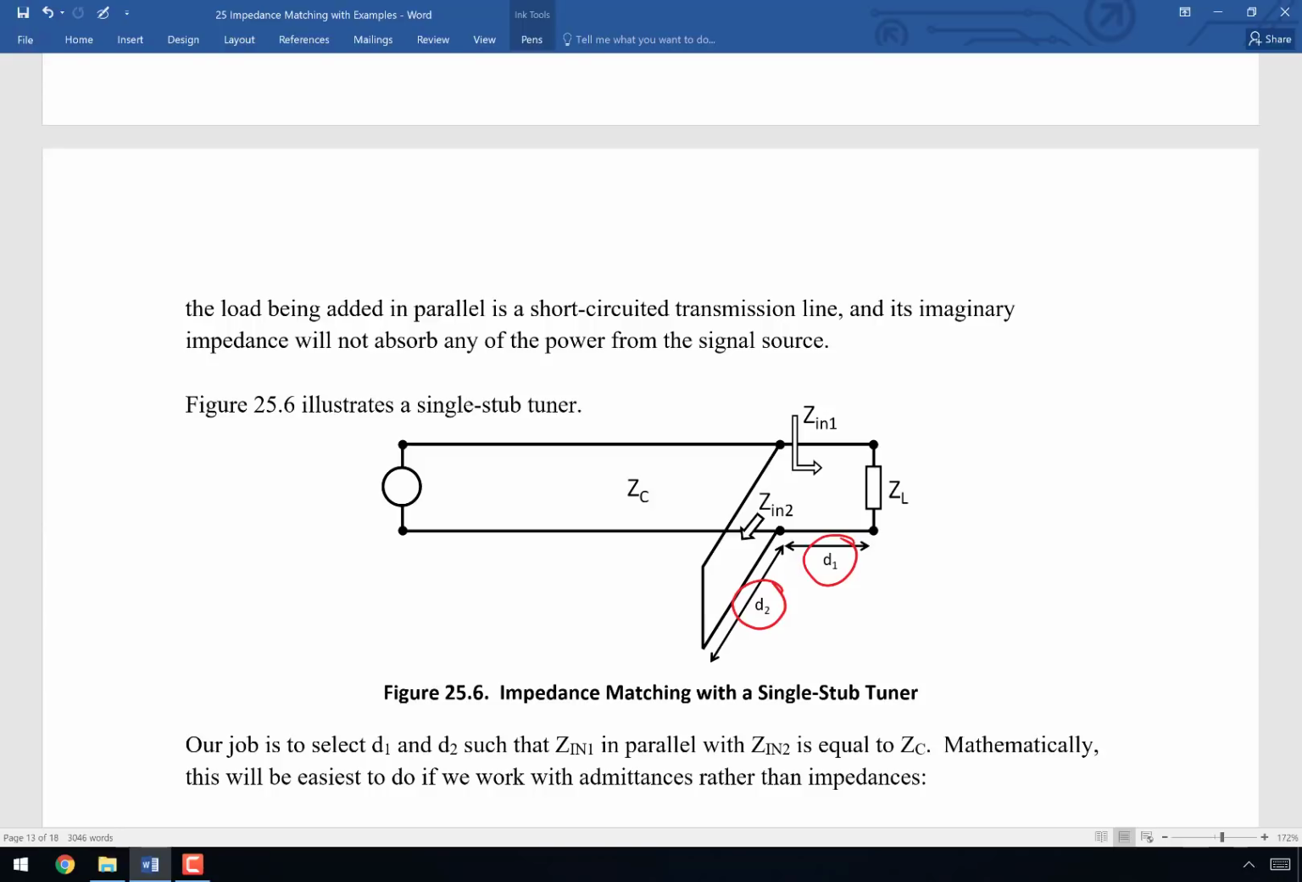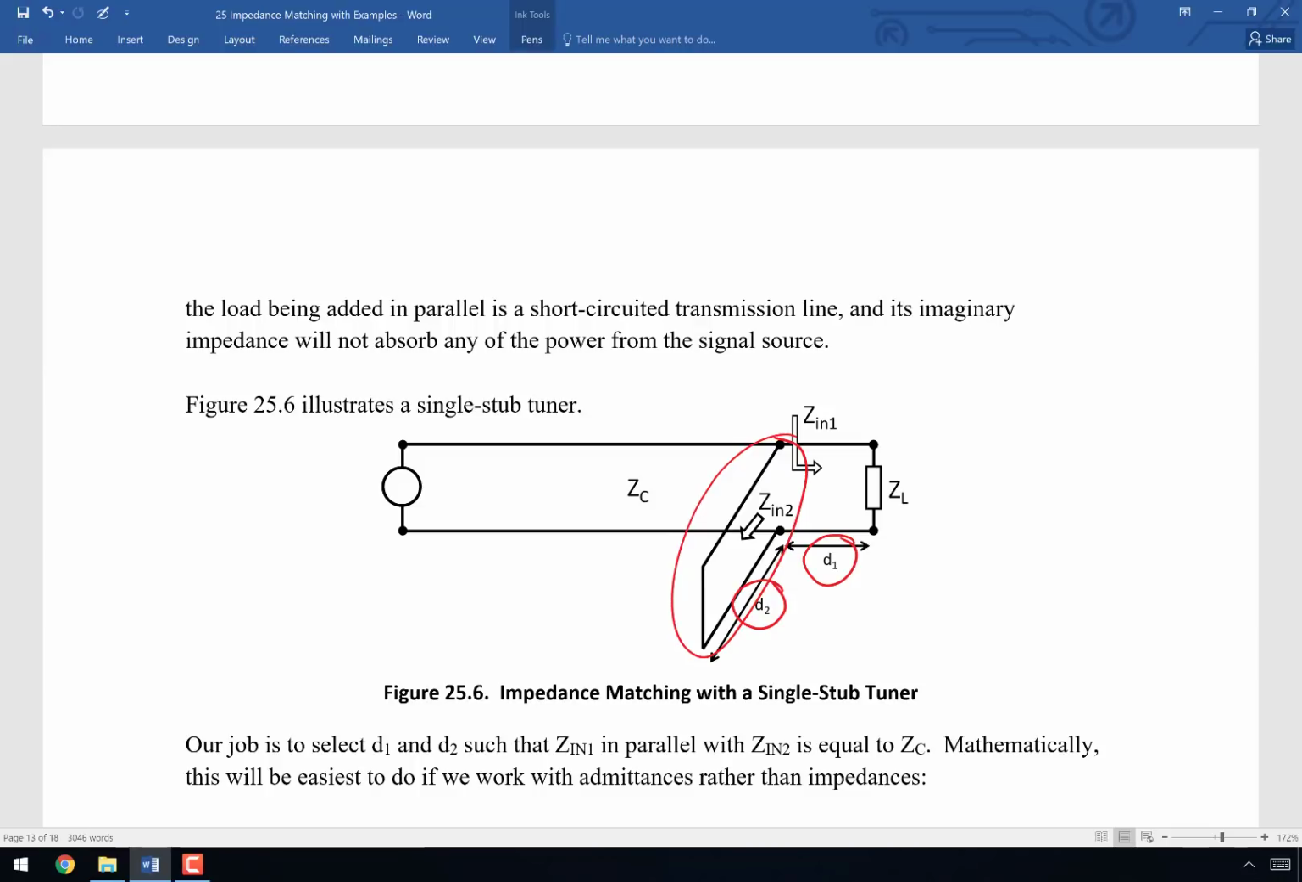Now this stub is actually composed of the same material as the original line. If you have that line, you probably have extra pieces of the material. So if you had an extra meter or two of that line laying around, you can probably correct whatever problem you have in the mismatch simply by going back a distance of d1 and inserting this stub that has a length of d2. Remember that this stub is essentially acting as an impedance.